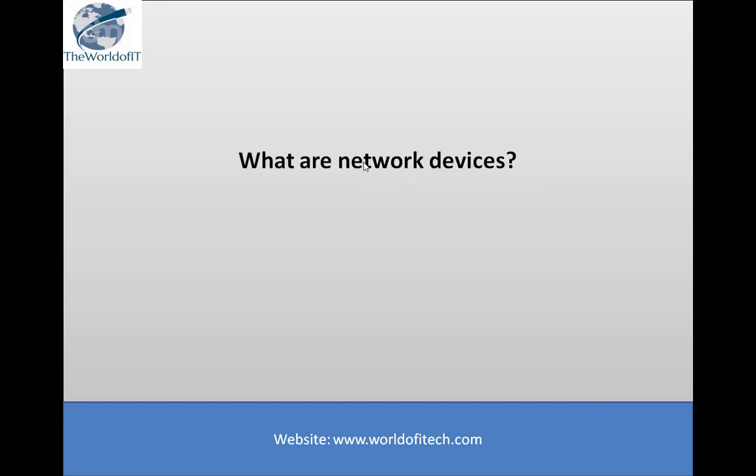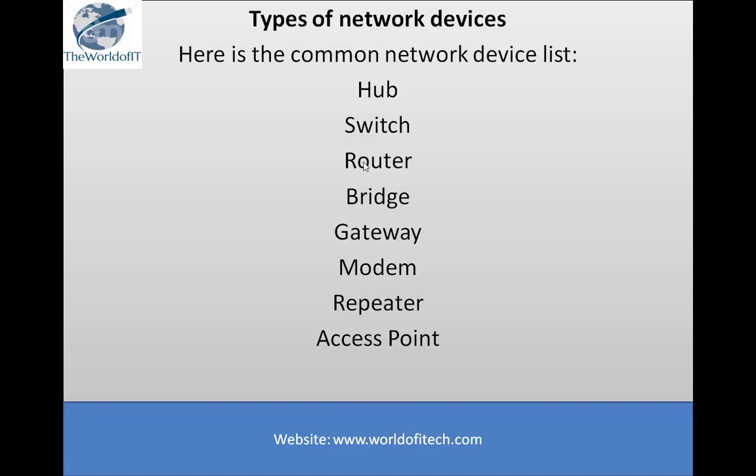Network devices are networking hardware or physical devices that are required for communication and interaction between hardware on a computer network. Types of network devices. Here is the common network device list: hub, switch, router, bridge, gateway, modem, repeater, access point.